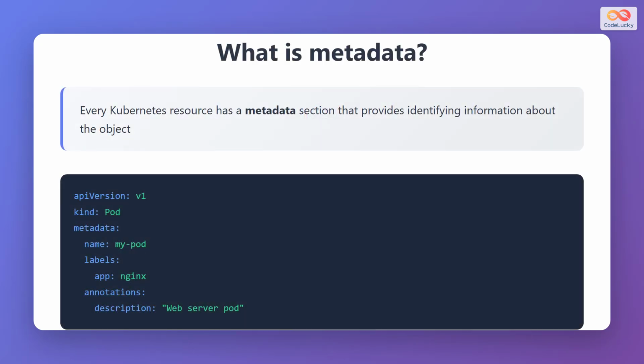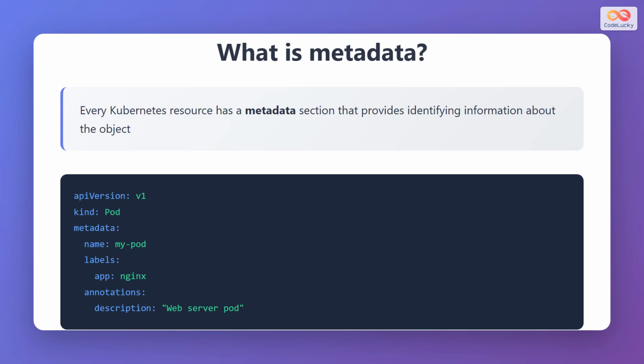Every Kubernetes resource has a metadata section that provides identifying information about the object. This section is a fundamental part of any Kubernetes resource definition. The metadata contains critical details such as the resource name, labels for organization, and annotations for additional information.